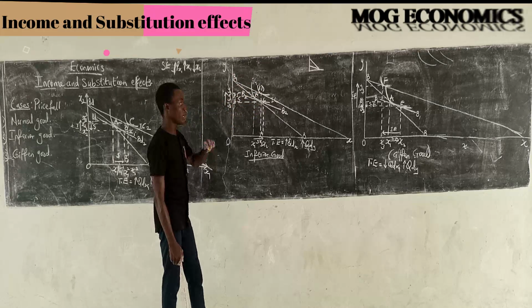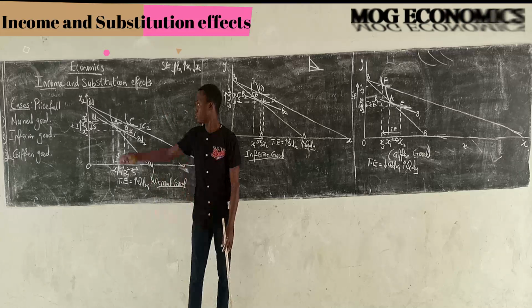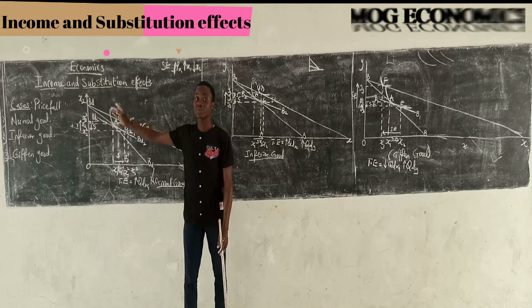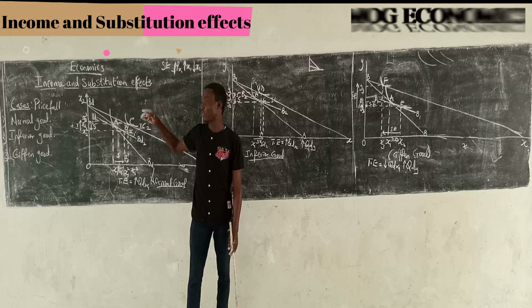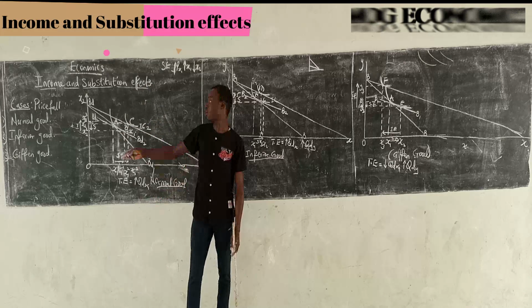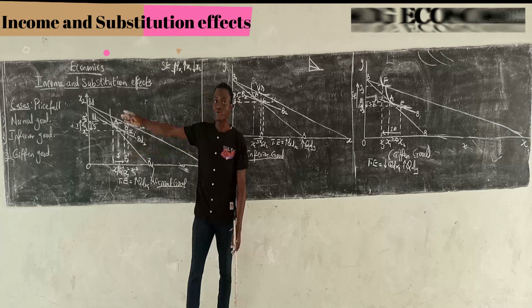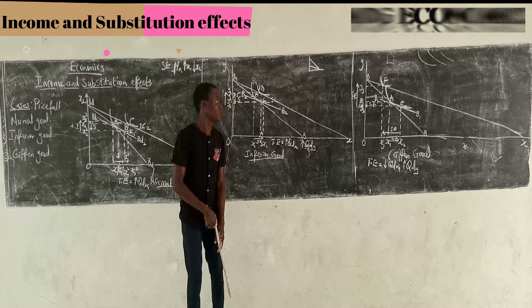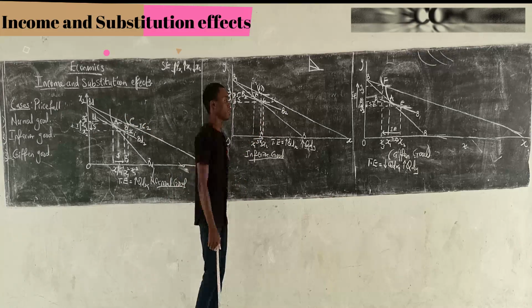The compulsory assignment, however, is that when there is a price increase, with explanation, you draw the three graphs and then you explain the income and substitution effect and tell us what happens to the demand of the two goods at the end of the day. So that's that about this particular video.